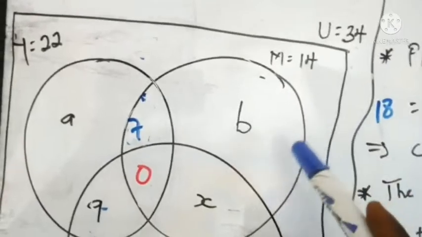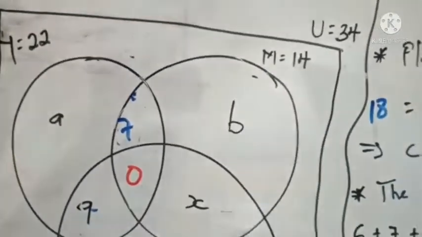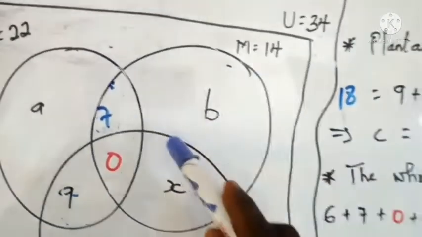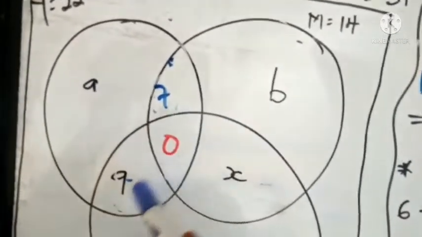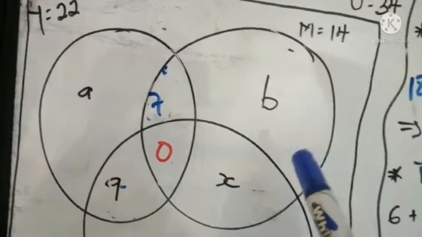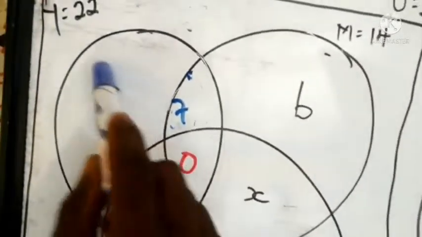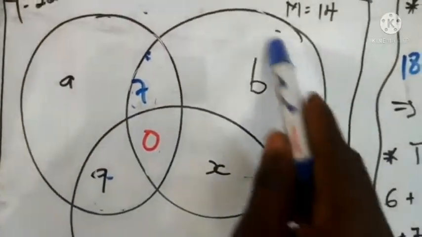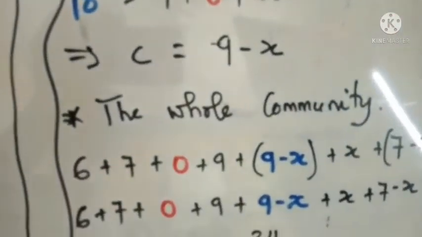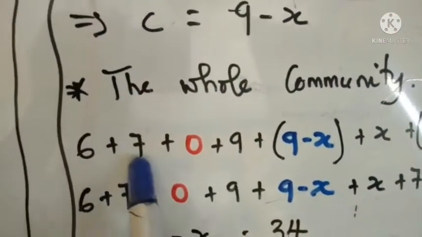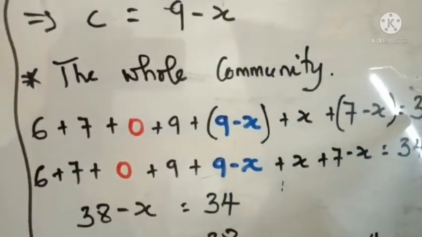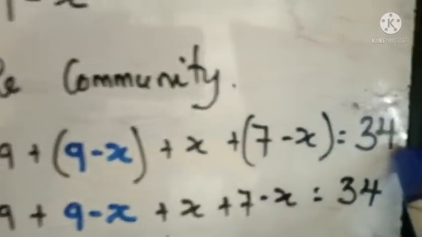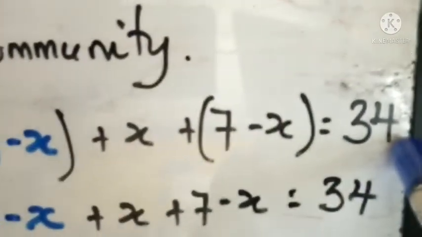Why are we doing that? We know that in that whole community there are 34. That is why we are doing that. If you don't know, you add them just like that, a plus this plus this plus this, you find it difficult to find them. So that is the reason why we solve for this, we solve for this, as well as we solve for that. Is that okay? So the whole community here, they are 34. So let's add them. That is 6 plus 7 plus 0 plus 9 plus everything on the Venn diagram. That should be equal to 34. Is that okay?